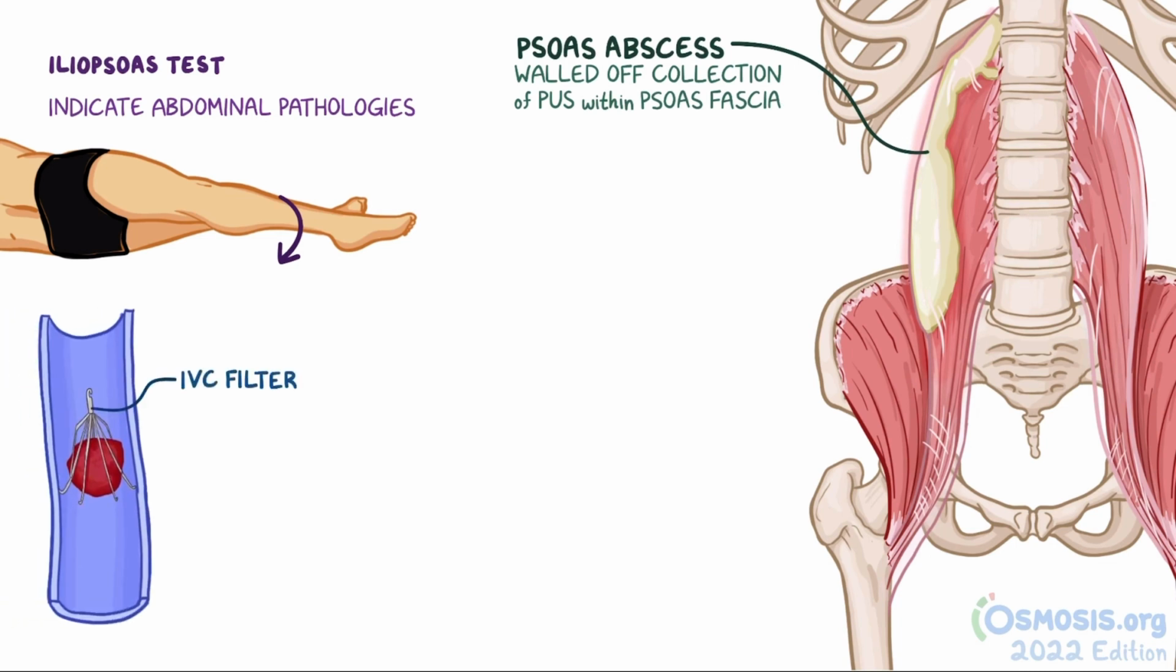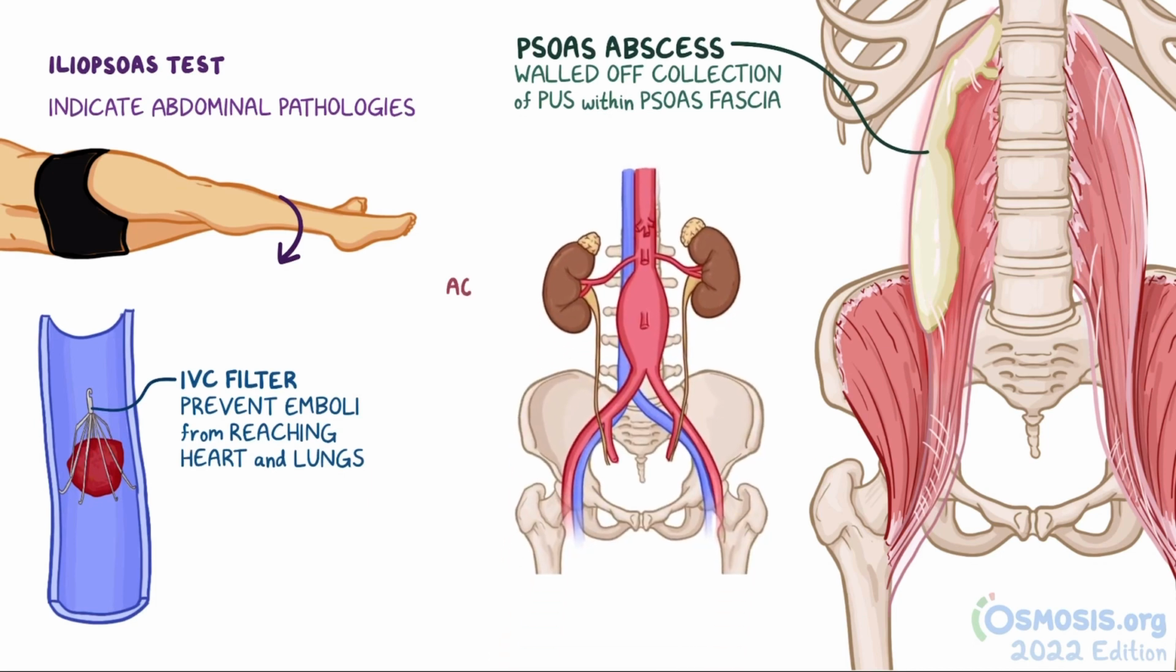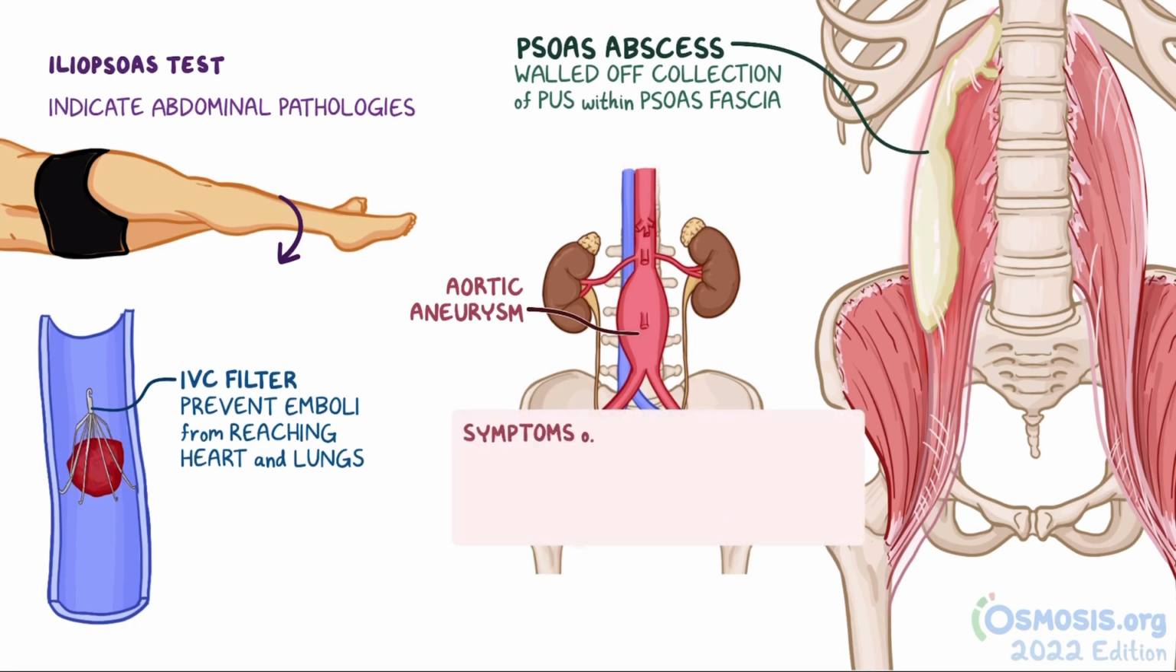IVC filters are placed to prevent emboli from reaching the heart and the lungs. Abdominal aortic aneurysms are dilations of the abdominal aorta that are usually infrarenal. Symptoms of a ruptured aneurysm can include severe abdominal pain, along with a pulsatile mass in the abdomen and arterial hypotension.